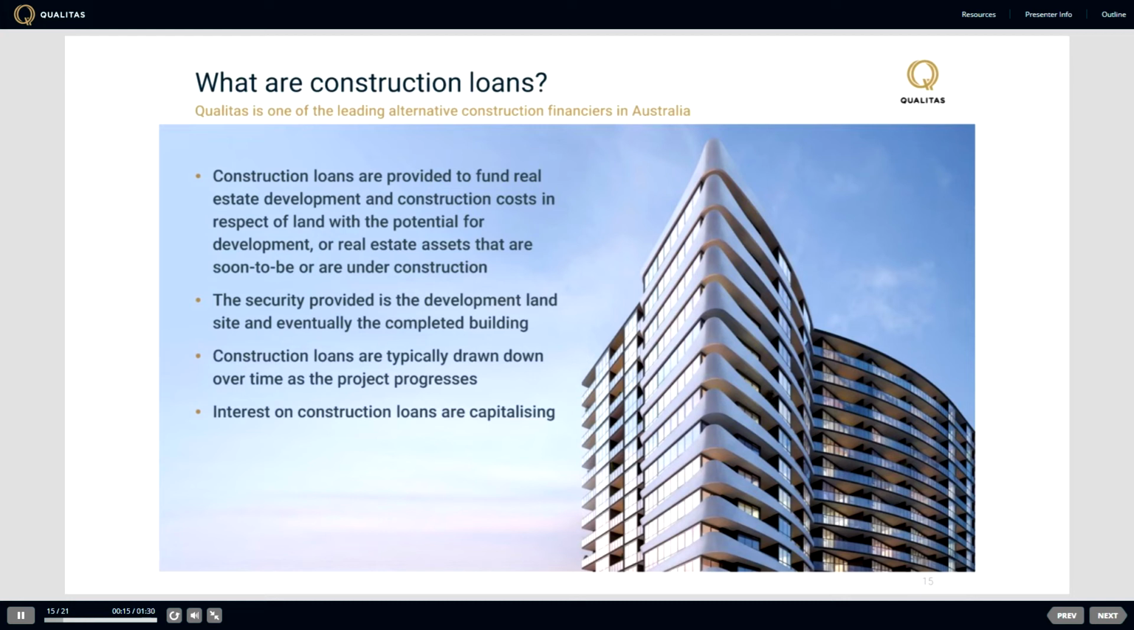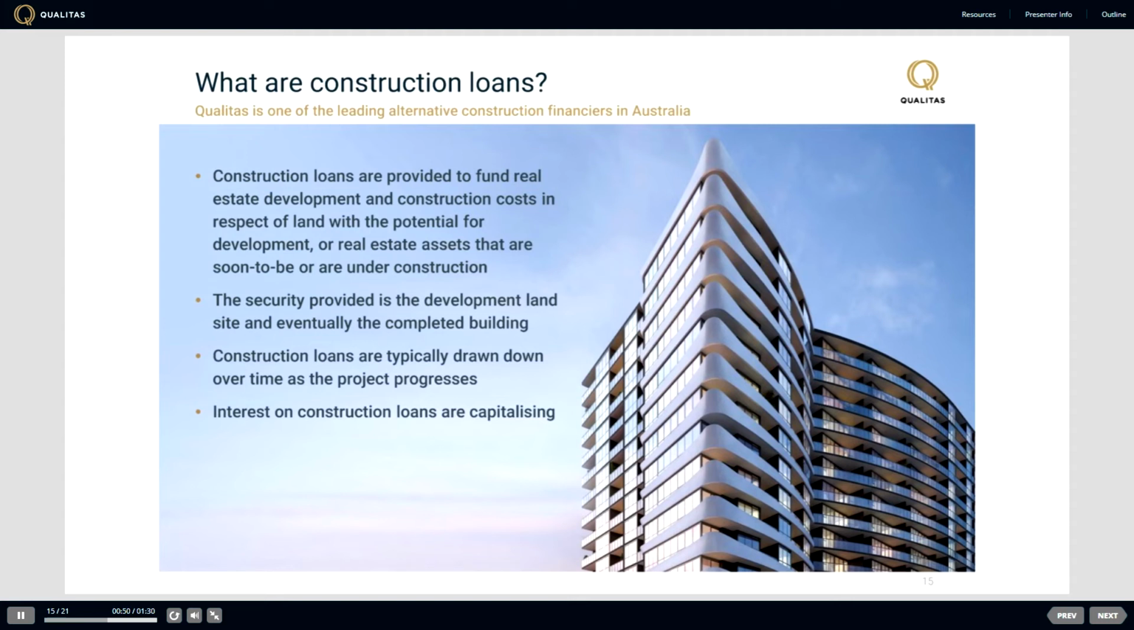Construction loans are provided to fund real estate development and construction costs in respect of land on which the construction is soon to commence. The security provided is a development land site and the improvements constructed upon it, which upon completion will incorporate the completed building. Construction loans are typically drawn on a monthly basis as the project commences. All construction loans are provided on a cost to complete basis, with the borrower required to inject their equity contribution prior to the construction loan being drawn. Interest on construction loans is capitalising.